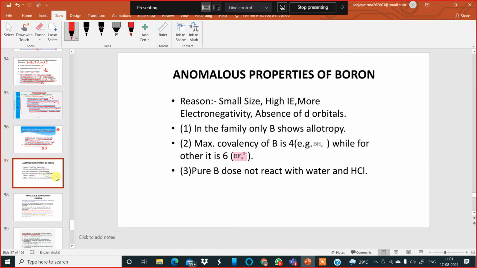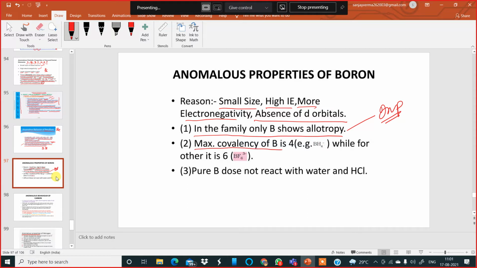Then moving to the next element, that is boron, which shows anomalous properties. Again, the reason for boron showing anomalous properties: it has small size, high ionization enthalpy, more electronegativity, absence of d orbitals. That is number one. In the family, only boron shows allotropy. Please remember this, important. In this family, only boron shows allotropy, the existence of boron in more than one physical form. Carbon shows allotropy in the other group.